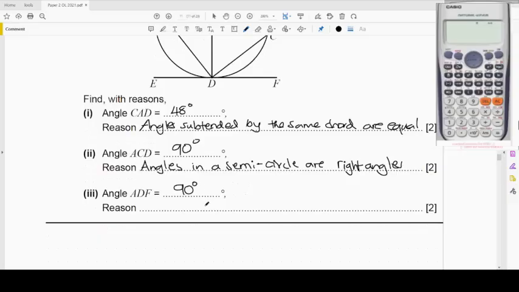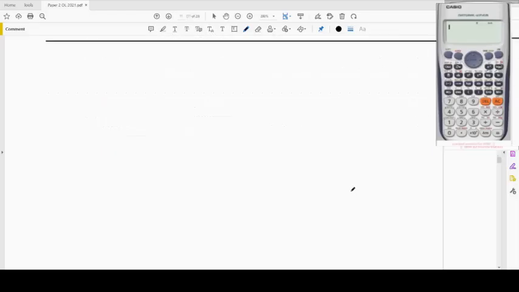Now the reason why it is 90 degrees is that angles between the radius and a tangent are 90 degrees. Okay, so that is one of our theorems. So this question is just a matter of you recalling these theorems that you learned.